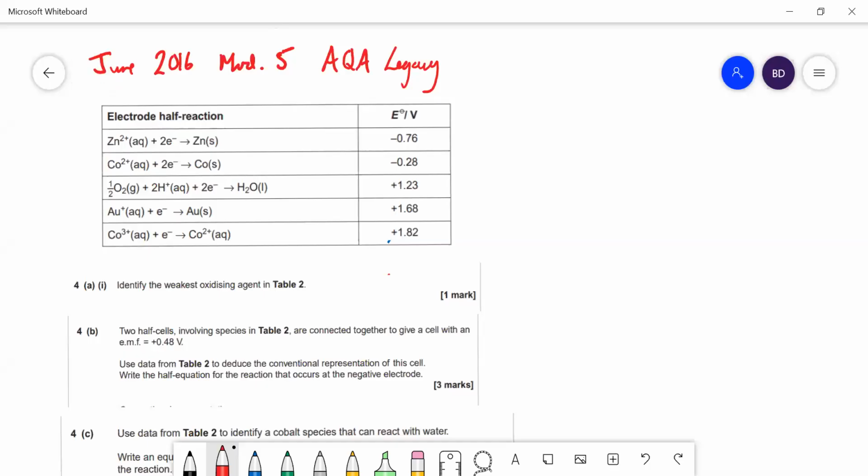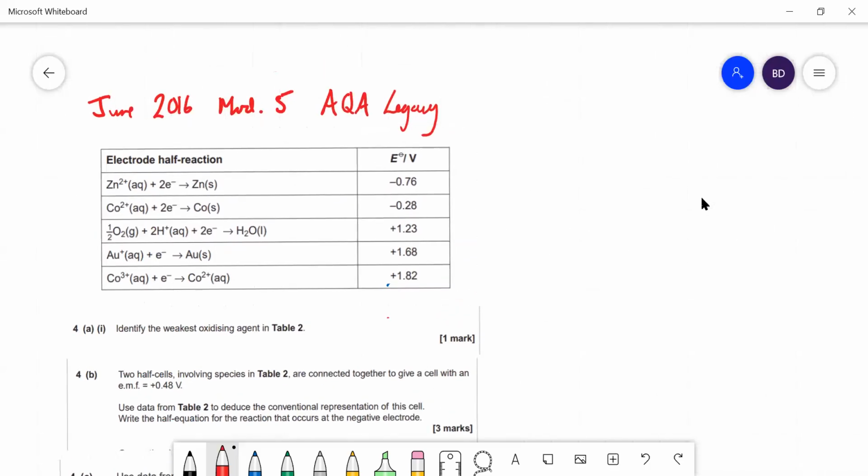Okay, so let's have a look at some past paper questions. This one is June 2016, Module 5, the AQA Legacy, the old AQA specification, but the style of questions hasn't really changed at all. Let's have a look at this question then.